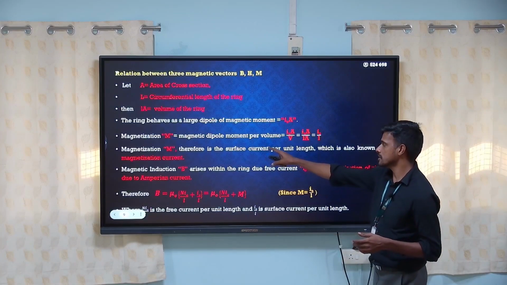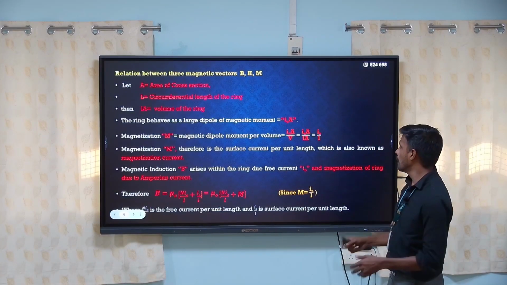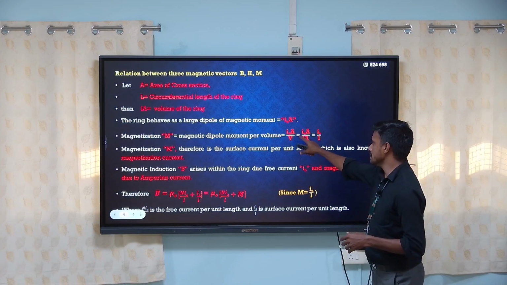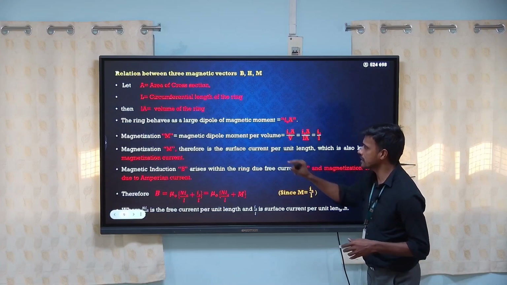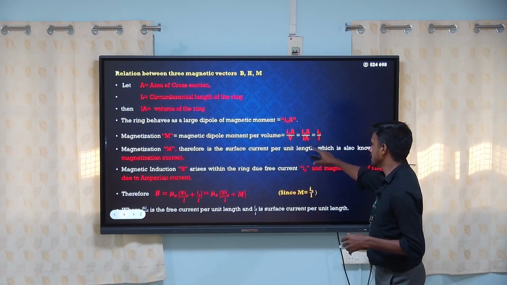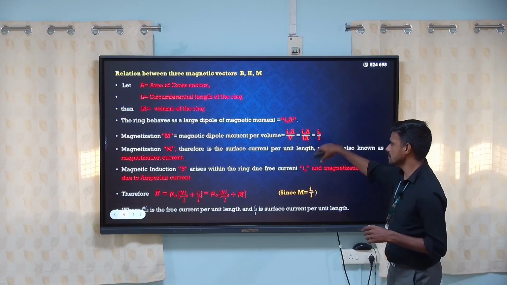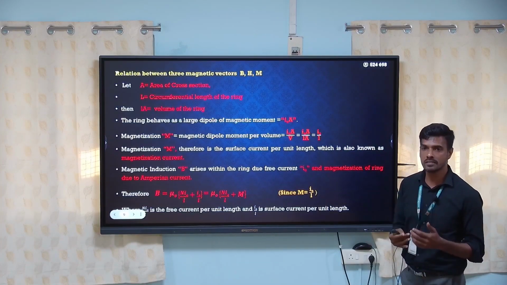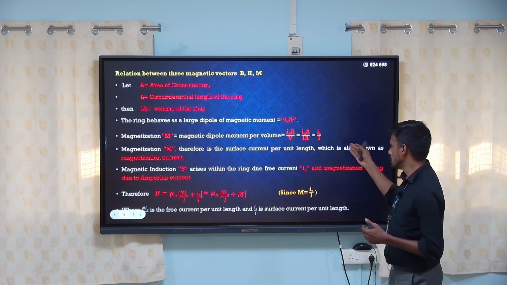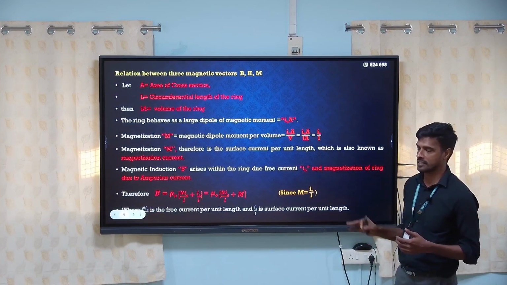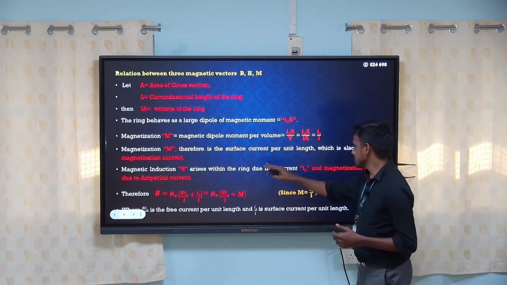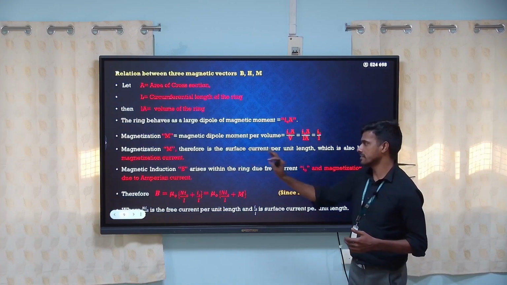Here Is is the surface current, the ampere current, and from that we can calculate the magnetization. Magnetization M is the magnetic dipole moment per volume. So M is Is A by V. We already know the volume of the ring, that is L A. So A gets cancelled, and we get Is by L. This term, the surface current per unit length, is called the magnetization current.